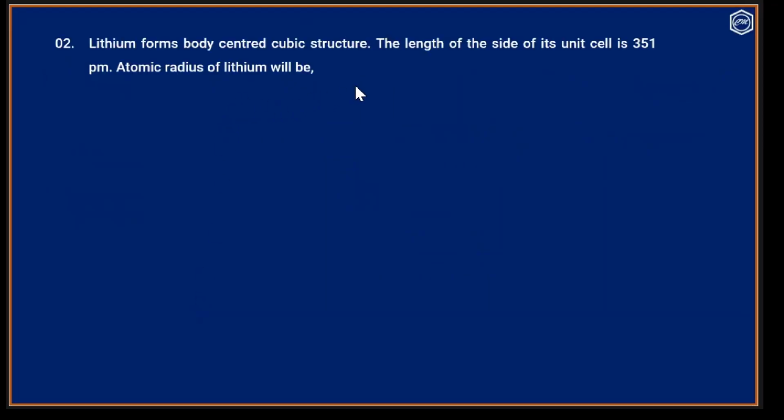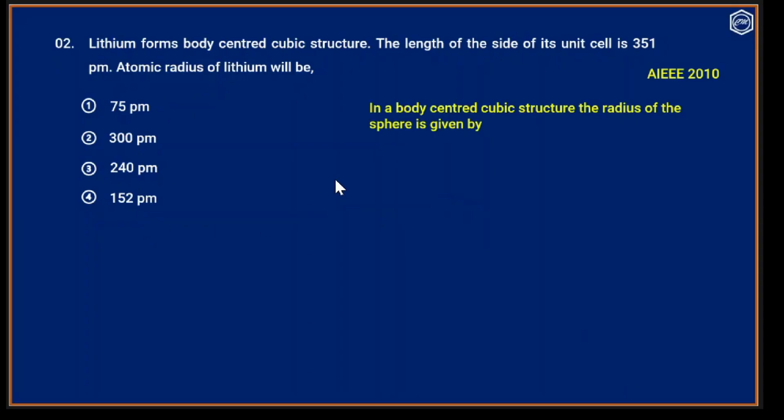Lithium forms body-centered cubic structure. The length of the side of its unit cell is 351 picometer. Atomic radius of lithium will be option 1, 75 picometer, option 2, 300, option 3, 240, and option 4, 152. In a body-centered cubic structure, the radius of the sphere is given by R is equal to root 3 A by 4. And here also the edge length is given. So R is equal to root 3 into 351 by 4, that is 152 picometer. So option 4 is correct.